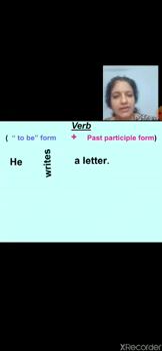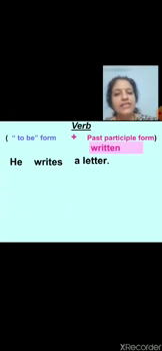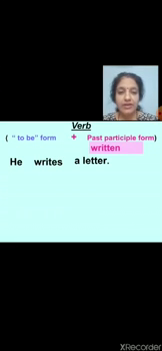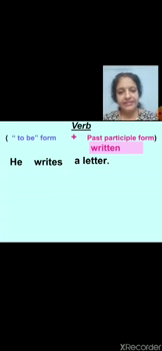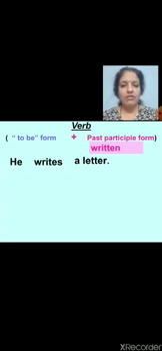Now, we need to know its past participle form. What is the past participle form? We have learned the 5 conjugational forms. Write, wrote, written. Writing, to write. So the past participle form is in the 3rd column. So written. Now we need to choose the appropriate to be form which is to be placed along with its past participle form. Let us see how to find the to be form.